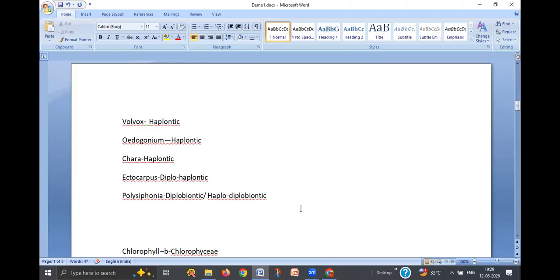You should remember all these terms. Gametophyte is always haploid. Sporophyte is always diploid. In the life cycle of the Polysiphonia, we find two different sporophytic stages, that means diploid stages. Carposporophyte and tetrasporophyte. Carposporophyte is also called cystocarp. You should remember that term also. Cystocarp or carposporophyte, both are same.